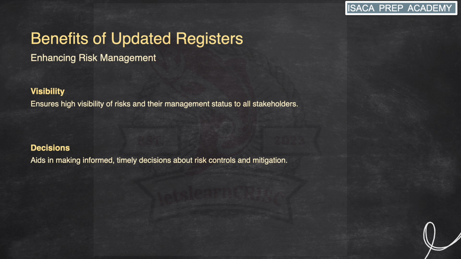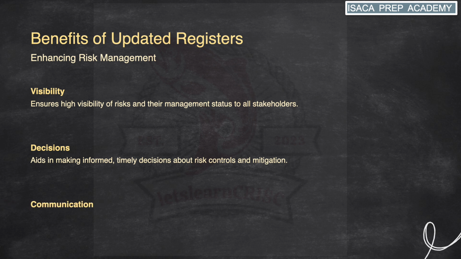Friends, additionally, having access to up-to-date risk information allows decision makers to respond promptly to emerging threats or changes in the risk landscape, ensuring that the risk management strategies remain relevant and effective.